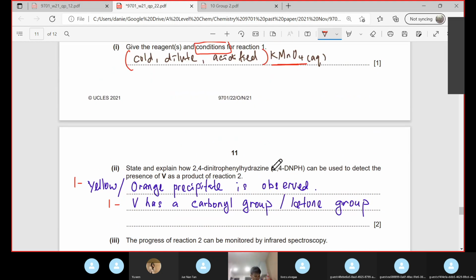So actually this paper, they don't really ask much about the organic reactions. It's too bad.